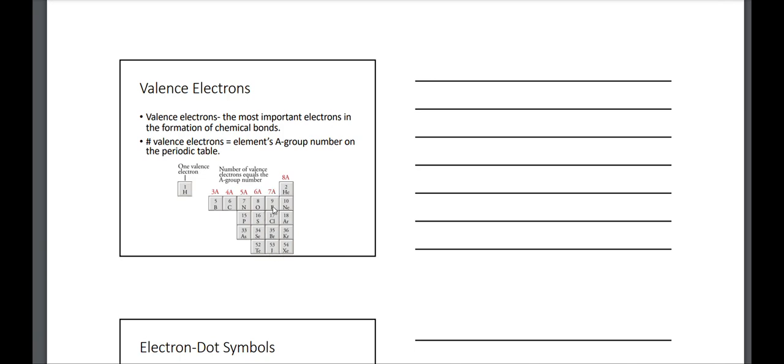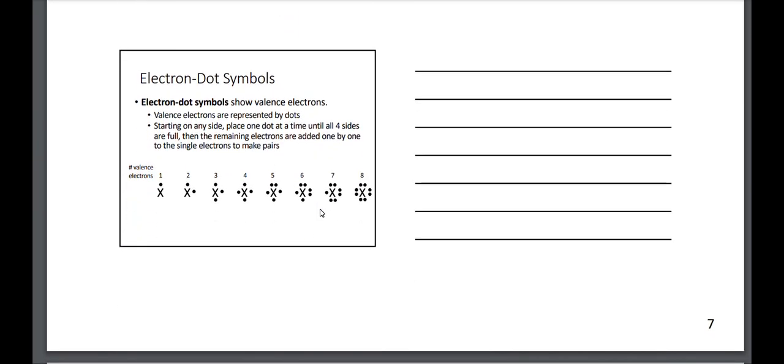Everything in the halogens, fluorine, chlorine, bromine, and iodine, will all have 7 valence electrons. And then you have the noble gases at the end: helium, neon, argon, krypton, and xenon. They all have 8 valence electrons in total, except obviously for helium, which has 2 valence electrons, okay?